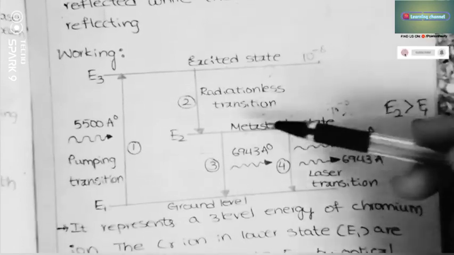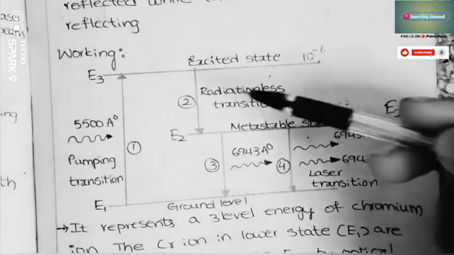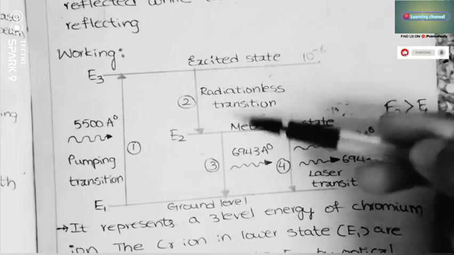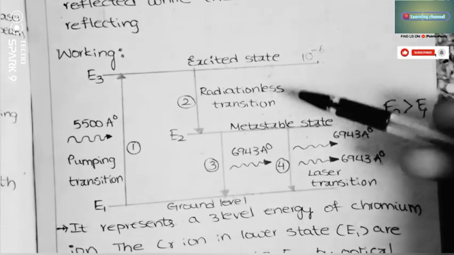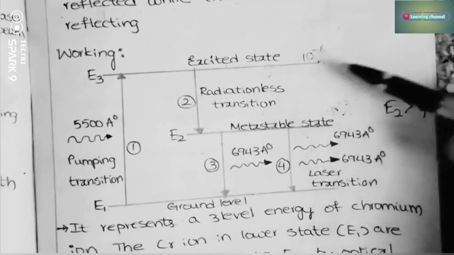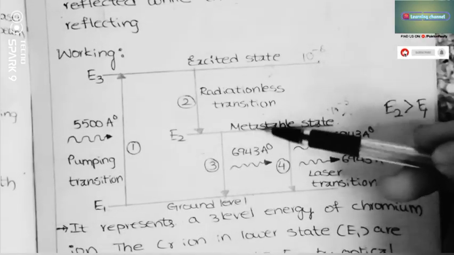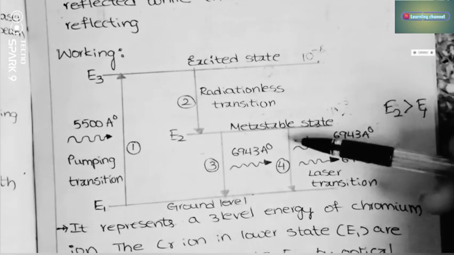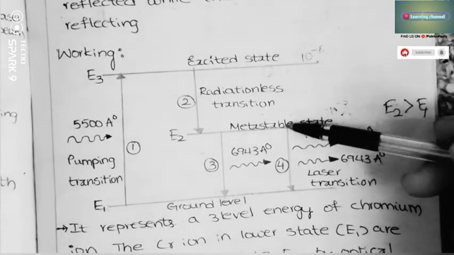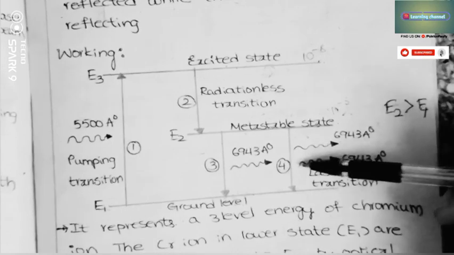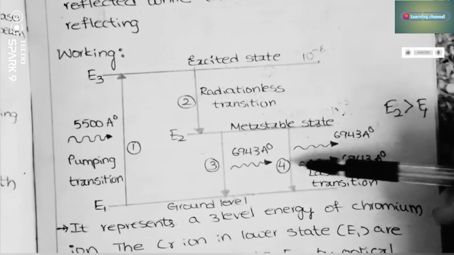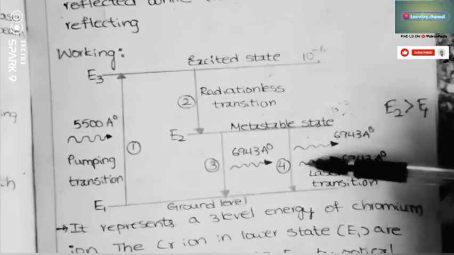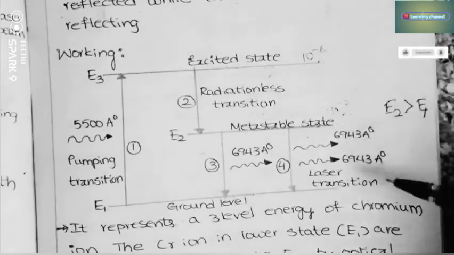and they will move to the end faces of the ruby rod. Here we have two reflecting surfaces, right? Partially reflecting and fully reflecting end faces. They will move back and forth, and they will trigger the chromium ions in the excited state and the metastable state, and because of this they will appear as two photons. So a fresh photon is created because of this collision. So these are two photons with the energy 6943 angstroms.